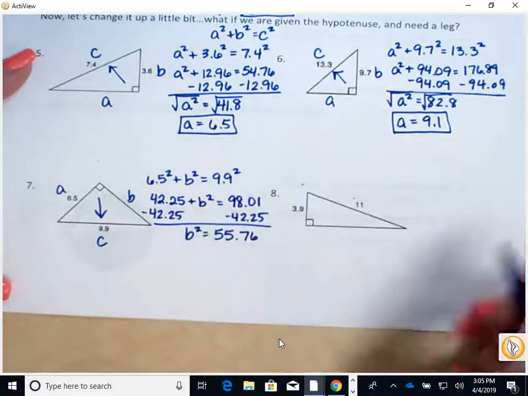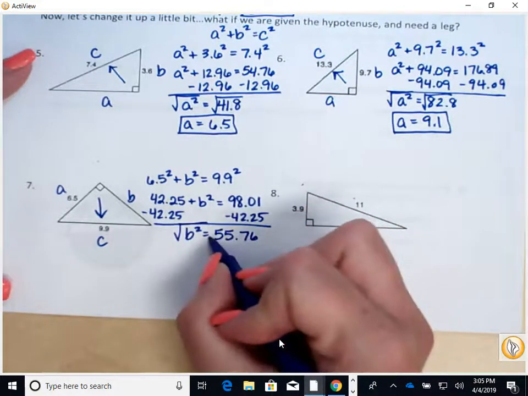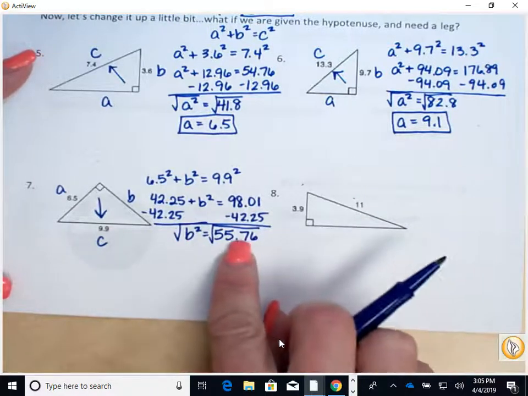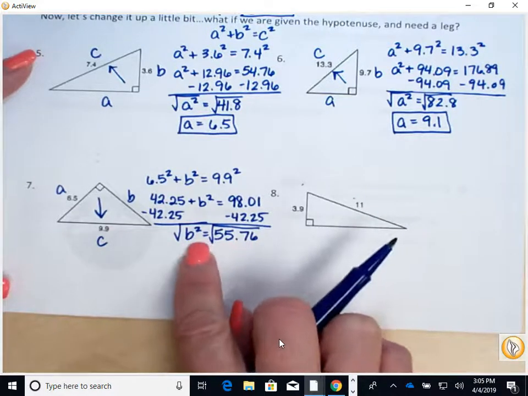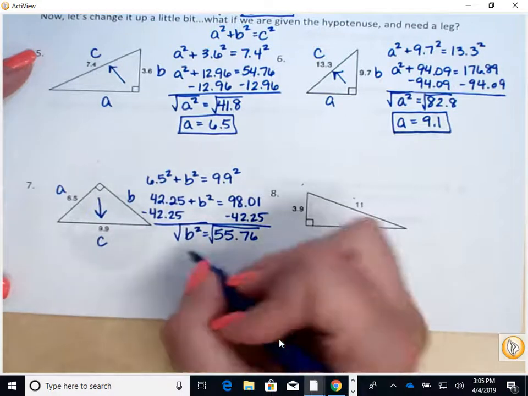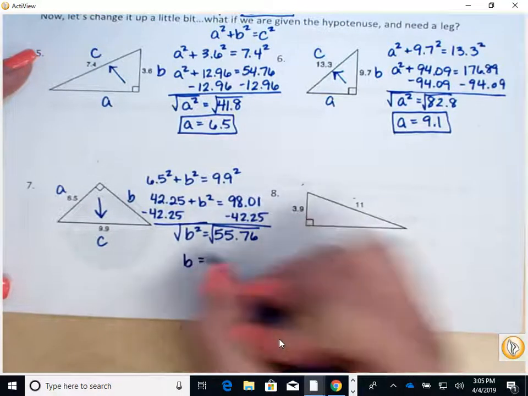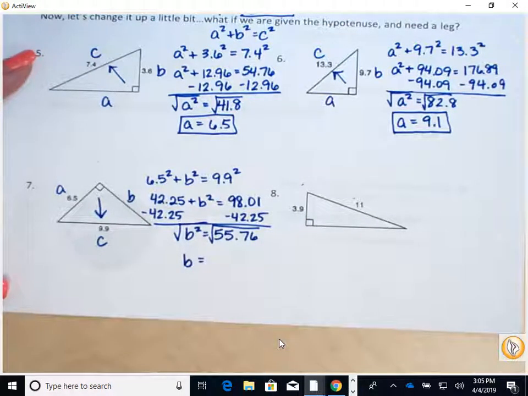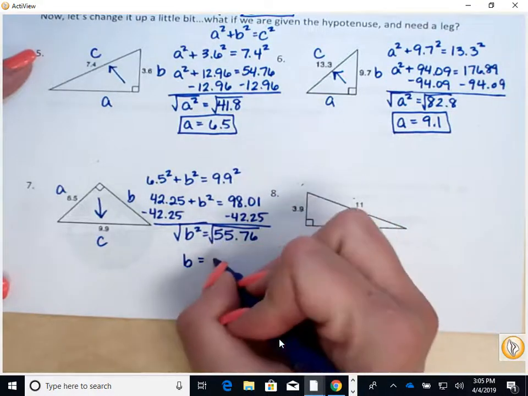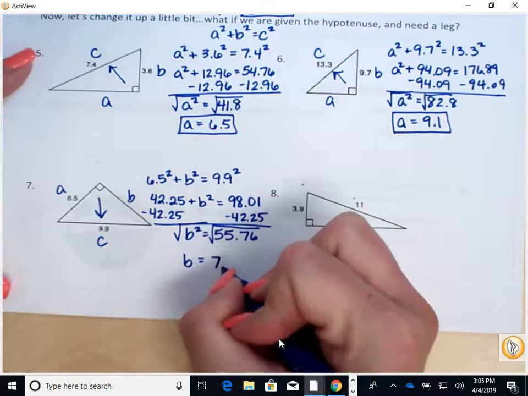And then last but not least, take the square root. That is a common mistake that people make. They get to this point and they forget, and they think they're done. Always make sure if you've got your B squared or your A squared or your C squared, you've got to take the square root of it to get B by itself. So the square root of 55.76 gives me 7.46. So that will end up rounding to 7.5.